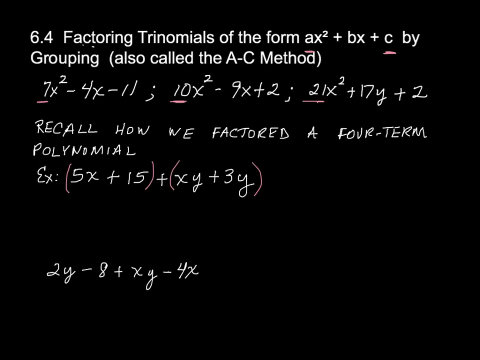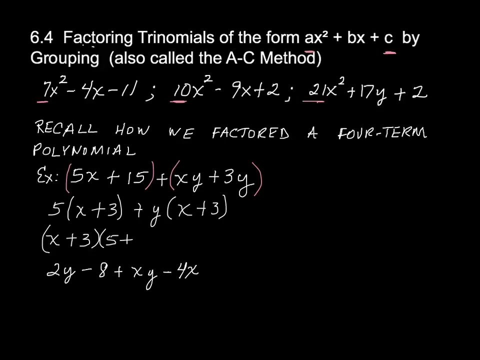If we group them that way, then we can factor out a 5 from the first binomial, and it leaves us x plus 3. And we can factor out a y from the second binomial, and it leaves us x plus 3. Remember, your goal is to get 2 of the same binomial in each one of those expressions. So then we factor out x plus 3, and we are left with 5 plus y.